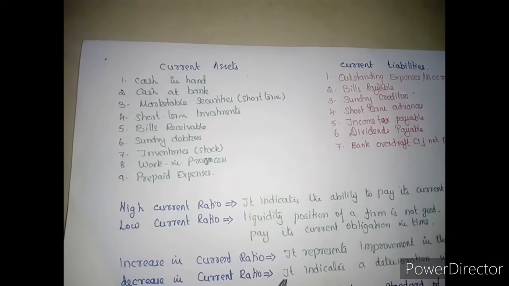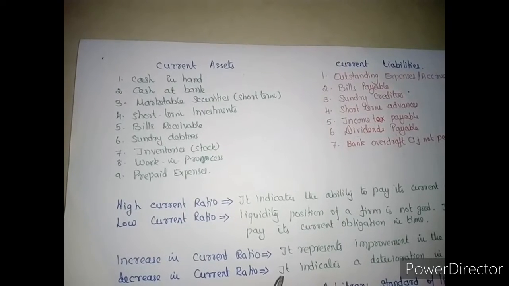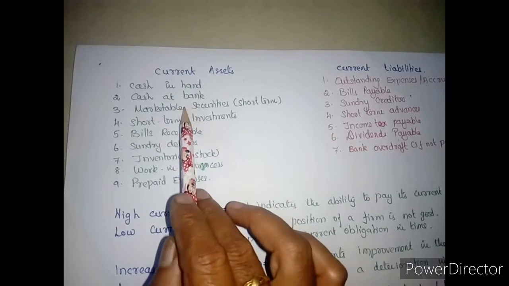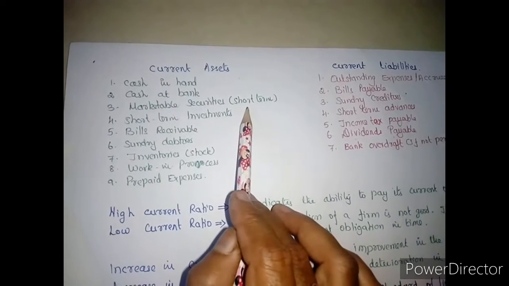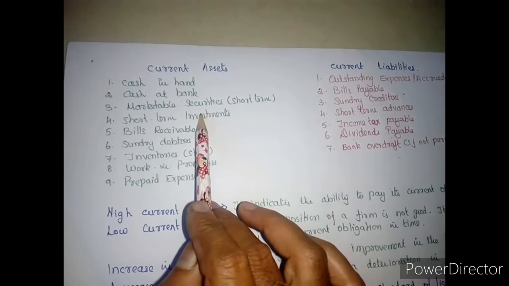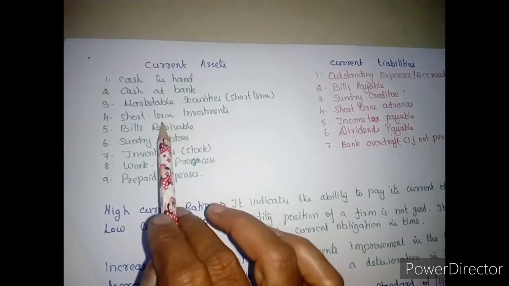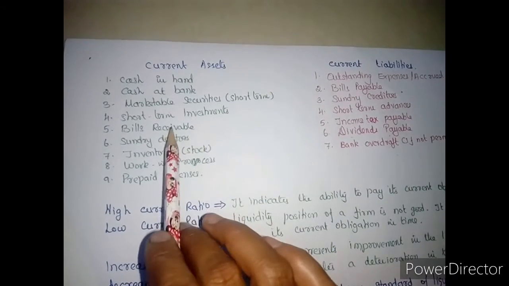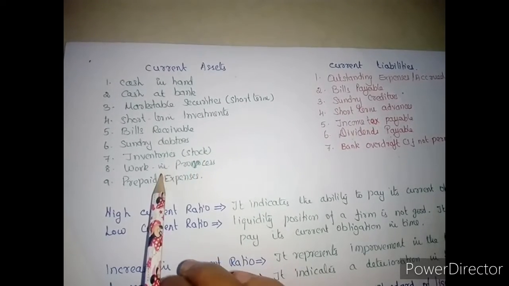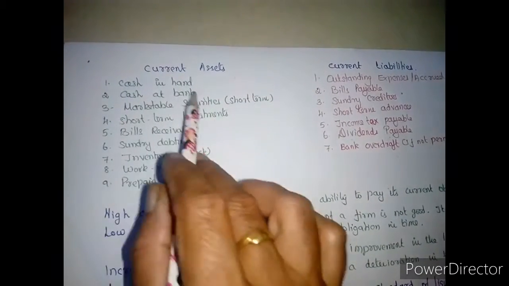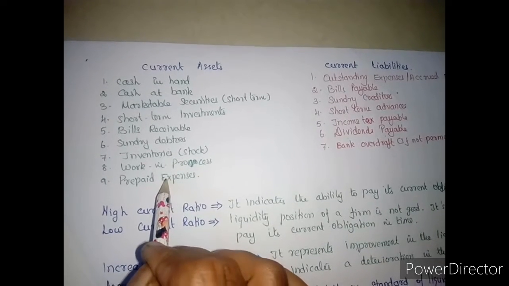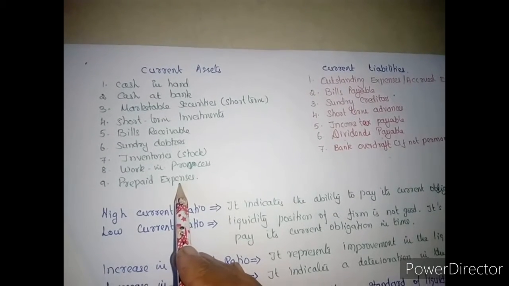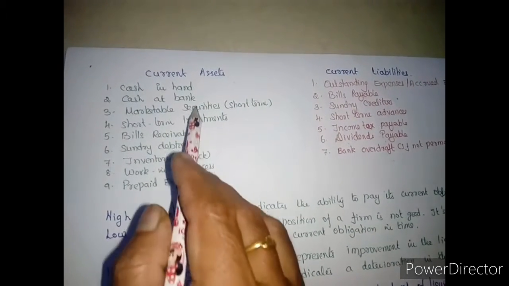You know what the current assets and current liabilities are, but quickly we'll learn the items. Cash in hand, cash at bank, marketable securities, that is short term, tradable within 1 year, within 12 months. Short term investment, that investment to be sold within 12 months. Bills receivable, debtors, inventories or stock, work in progress, prepaid expenses. These are all current assets. They are short term assets, that's why they call it a current asset.